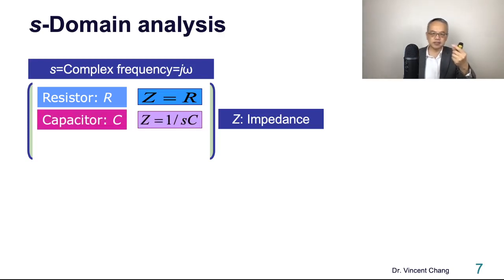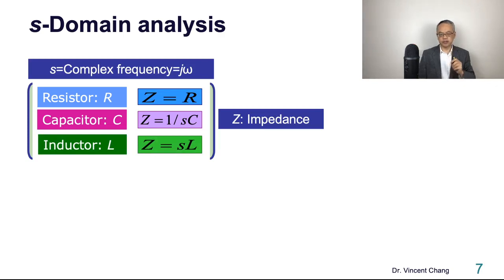But for capacitance, a little bit tricky. The impedance equals 1 over SC. So what is S? Look at the slide. It's j omega. So j omega C. For the capacitor, in the S-domain analysis, it is purely an imaginary number. Same thing with the inductor. If it's an inductor, then the impedance is SL, which is j omega L.